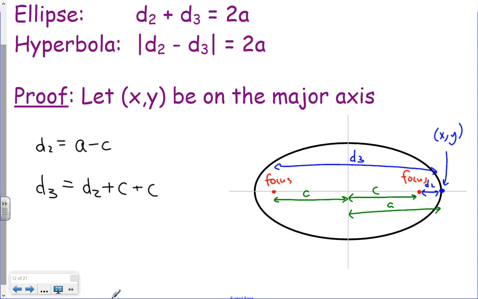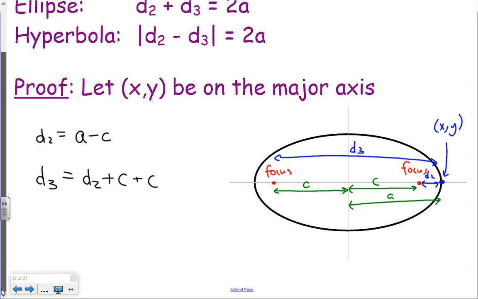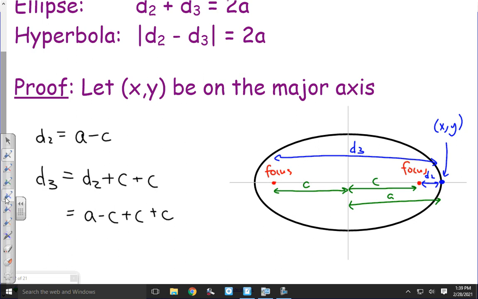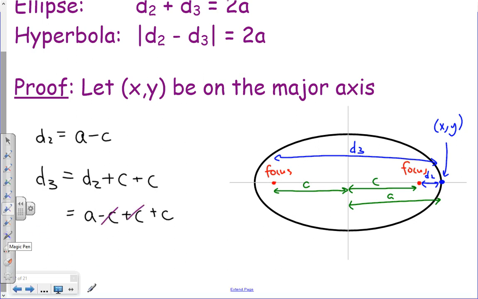Let's replace d2 with what it's equal to. d2 we just set up above was a minus c. And I can write this as plus c and plus c at the end there. Notice though that some c's are going to cancel out for us. In particular, you lose this one and this one, we'll say. So this turns out to be just a plus c, it looks like.